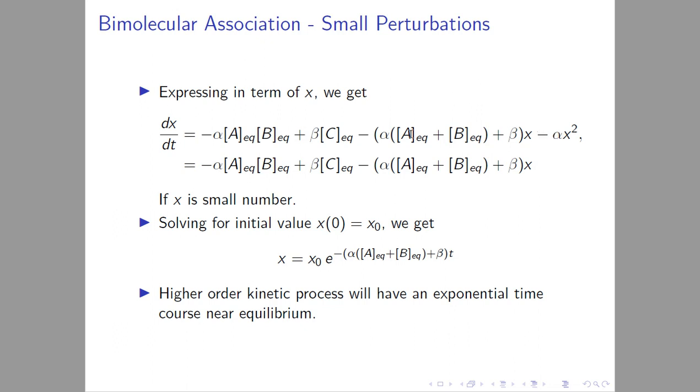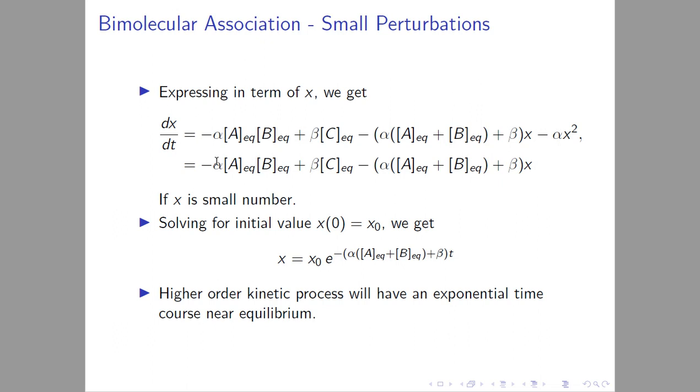These are just A x squared plus bx plus C. If x is a small number, let's say 0.001, then x times x, 0.001 times 0.001, becomes a very small number, so we can ignore this, and we are going to get this equation.